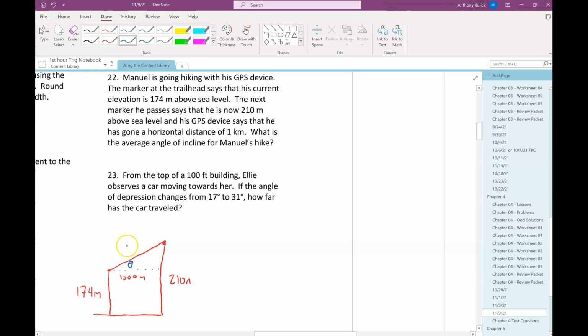So we're looking for this angle here, right? Okay. Well, I can figure out this side of my right triangle because it's just going to be 210 minus 174, or 36. Does that feel okay? And then I can just use tan inverse because I know the opposite and adjacent sides.